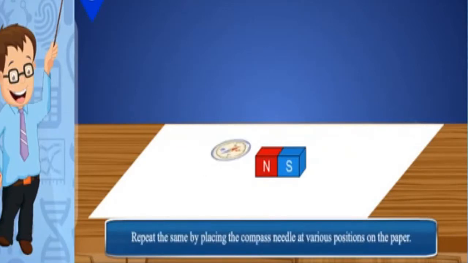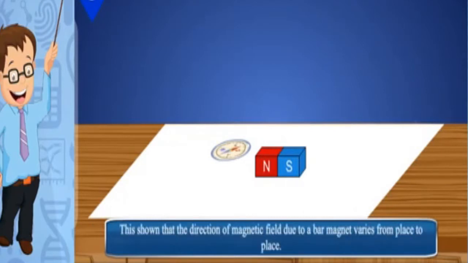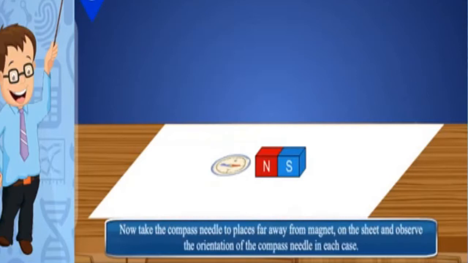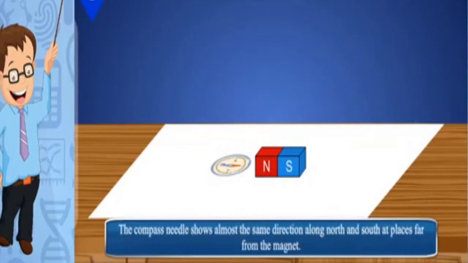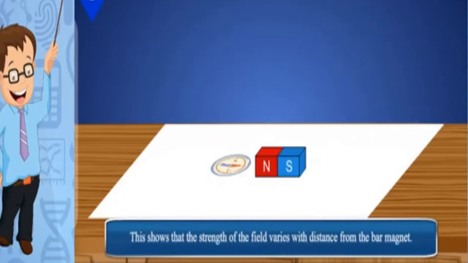Repeat the same by placing the compass needle at various positions on the paper. The compass needle settles in different directions at different positions. This shows that the direction of the magnetic field due to a bar magnet varies from place to place. Now take the compass needle to places far away from the magnet on the sheet and observe the orientation of the compass needle in each case. The compass needle shows almost the same direction between north and south at places far from the magnet. This shows that the strength of the field varies with the distance from the bar magnet.